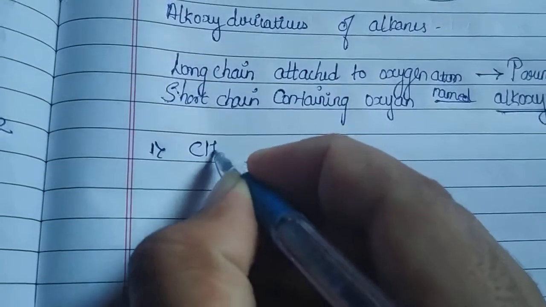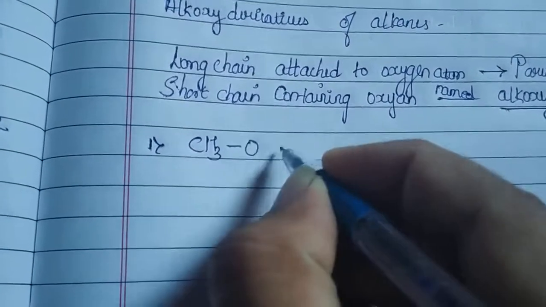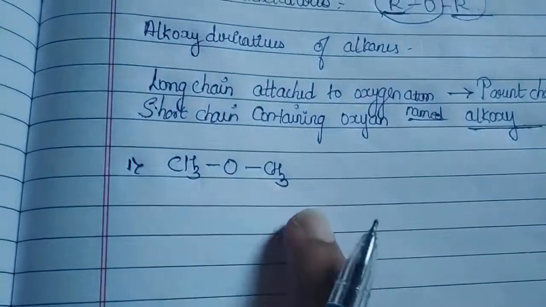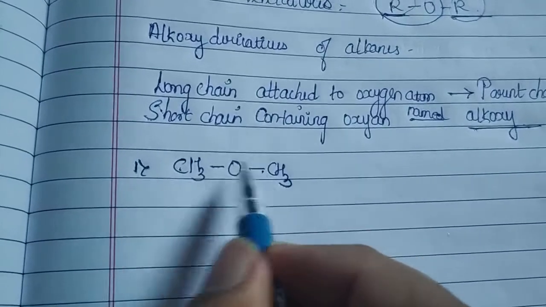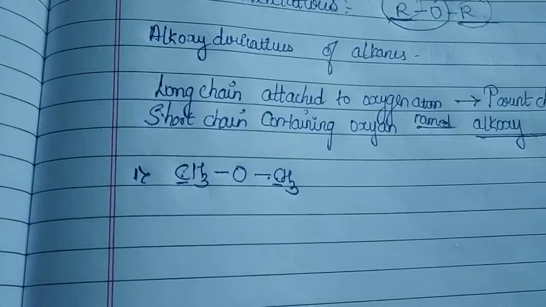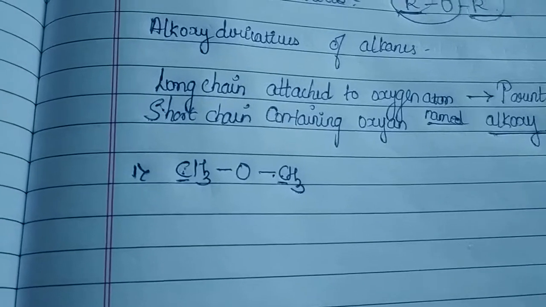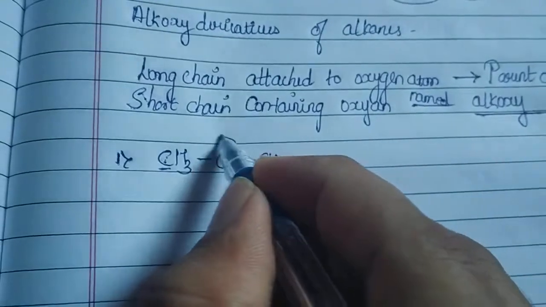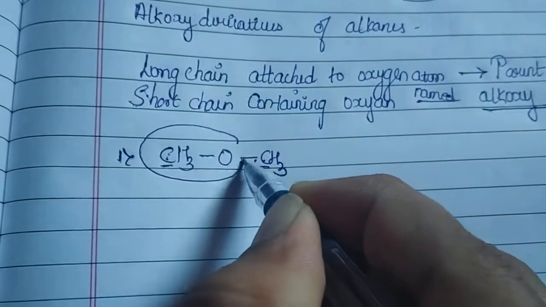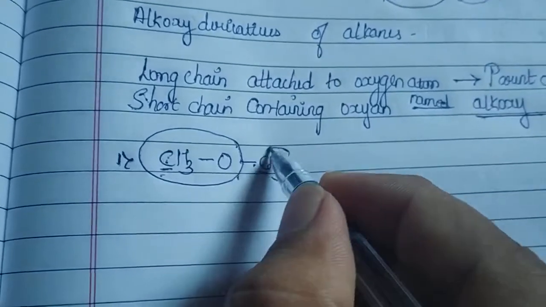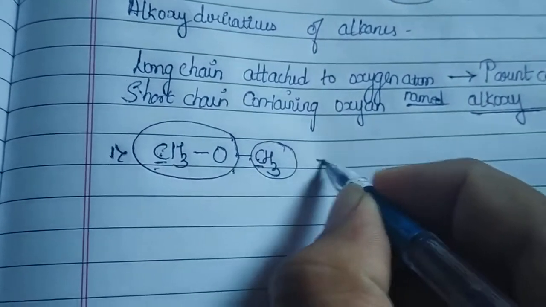First one, let me take CH3OCH3. Of course, this is a symmetrical ether. On either side, the alkyl groups contain only one carbon atom. But here also, we have to consider one as a parent chain, another as an alkoxy part. So let me consider this one as my short chain, as the alkoxy, and this one as my parent chain. So how can I write it?